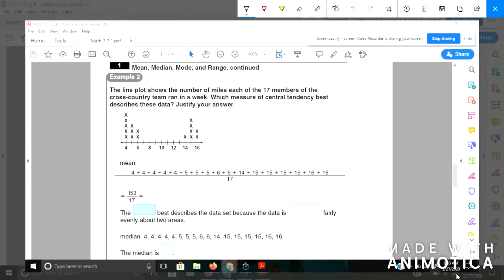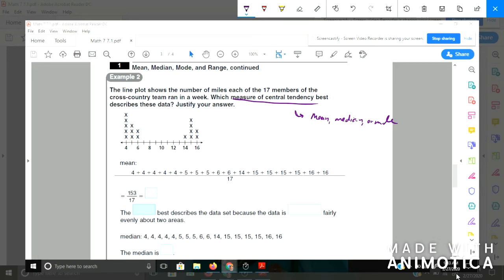It says, the line plot shows the number of miles each of the 17 members of the cross-country team ran in a week. Which measure of central tendency best describes these data? And justify your answer. So measure of central tendency, that's just saying, does the mean, median, or mode best represent or describe this data? Which one? And then say why.